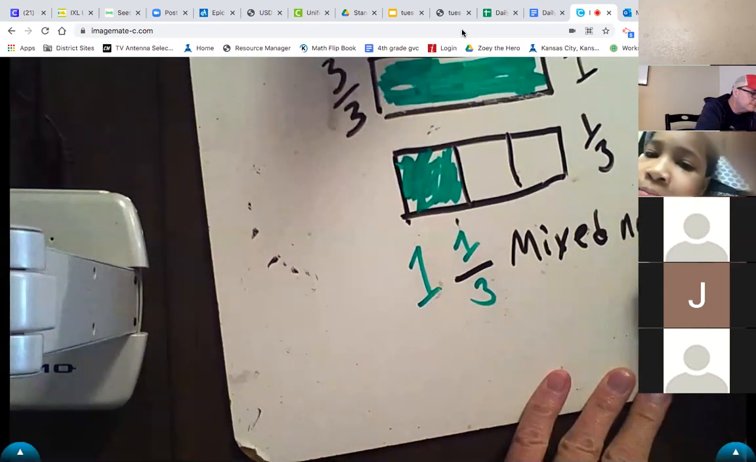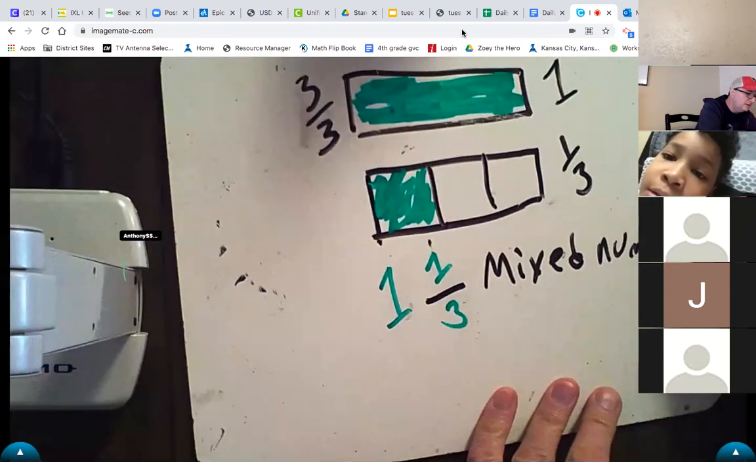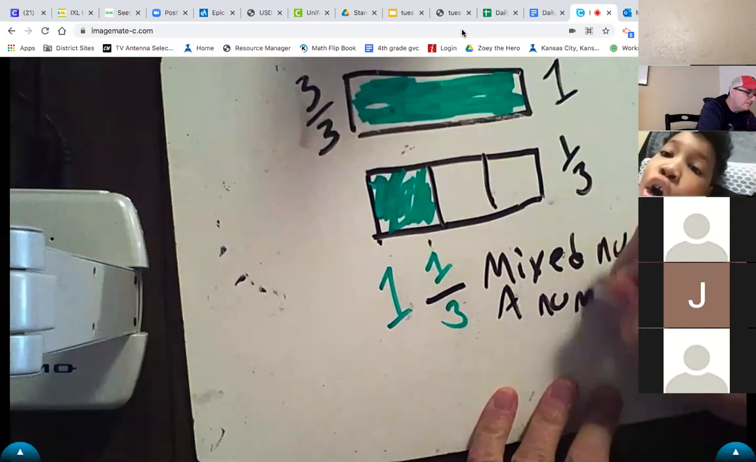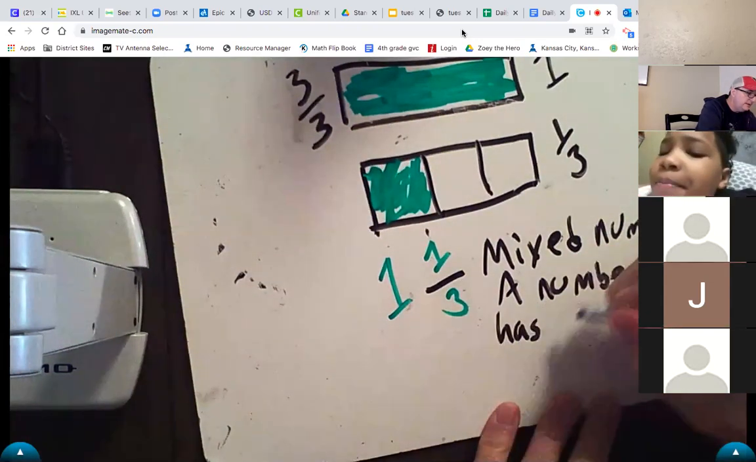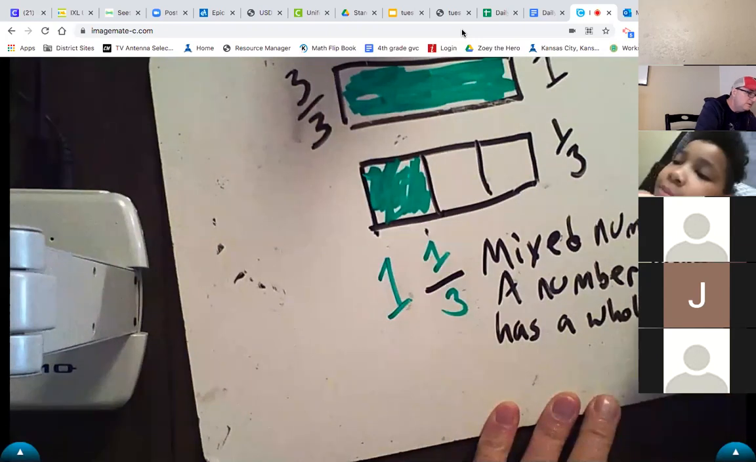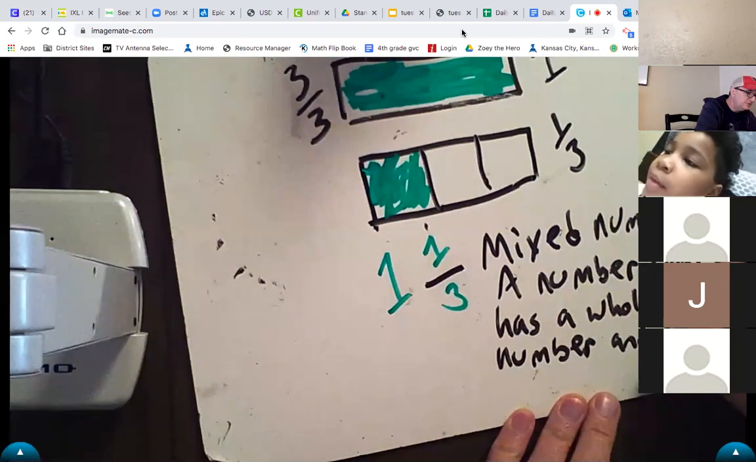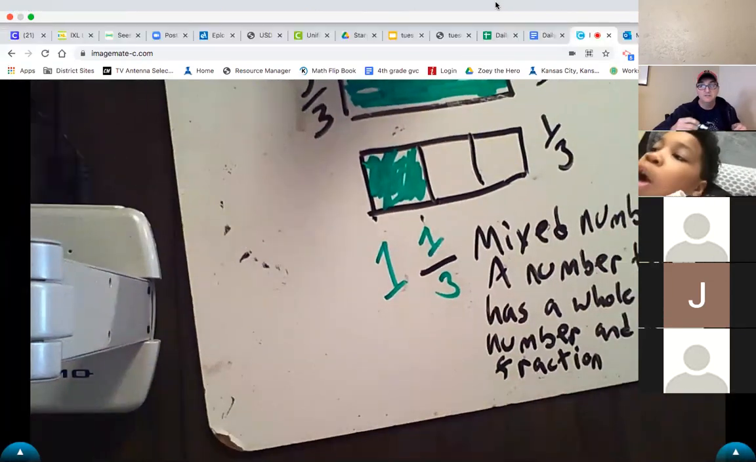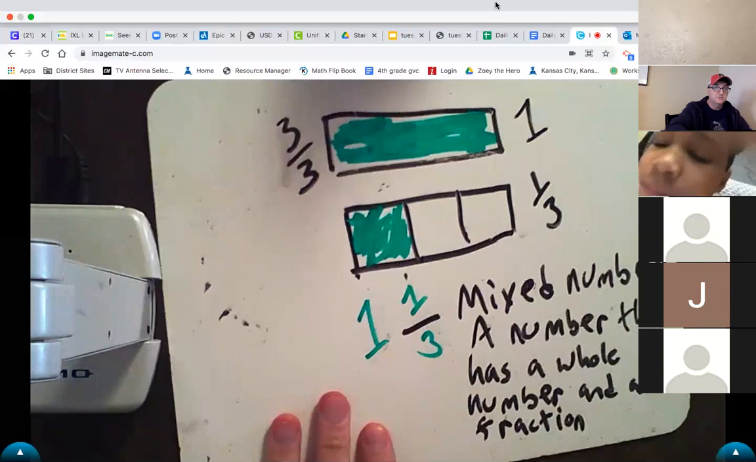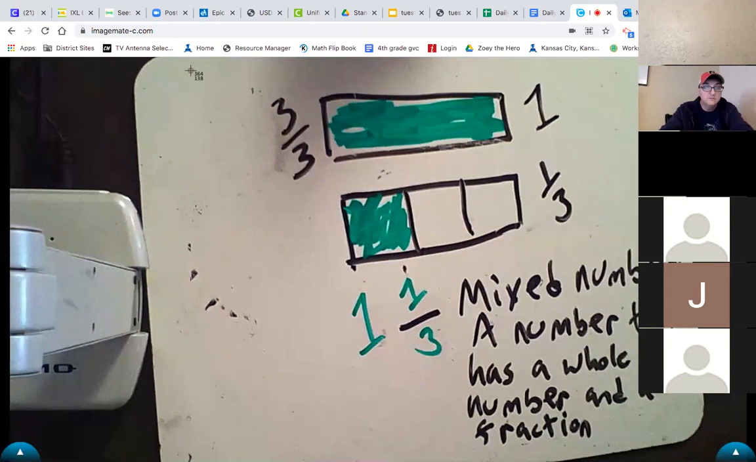And a mixed number is a number that has a whole number and a fraction. So it's mixed. It's a mix of a whole number and a fraction. All right. So let me get a picture of that. And this is going to go in the Seesaw also.